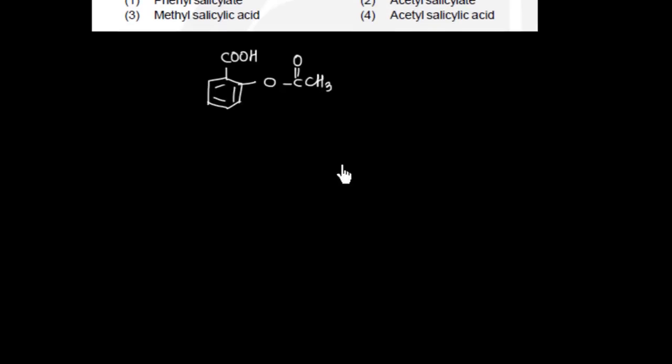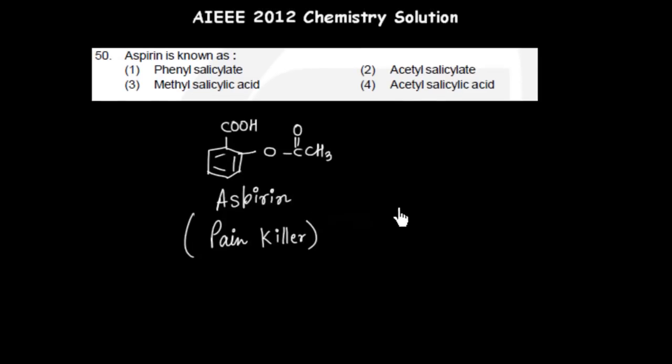So you have COOH here, and then you have O, C double bond O, CH3. This molecule is aspirin, and this is used as a painkiller. Now to remember the structure of this molecule is very easy.